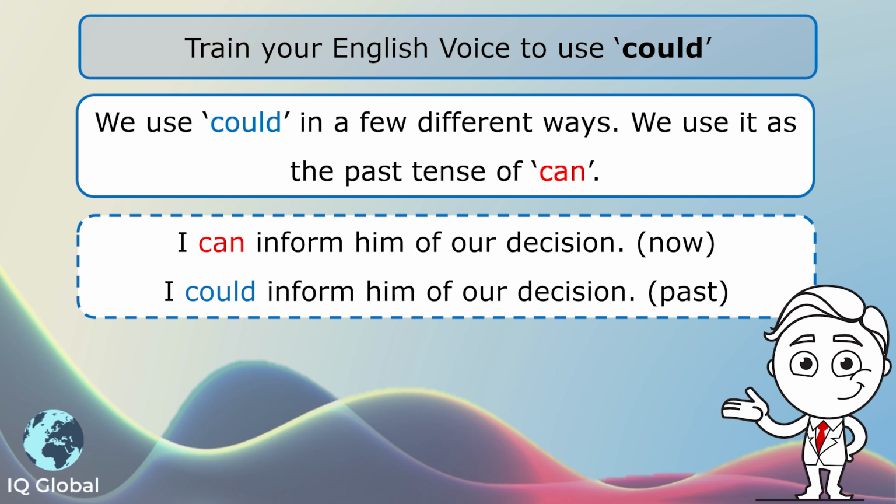That sentence is now because we use the word can. Sentence 2, I could inform him of our decision. That is in the past. That is why we use the word could.